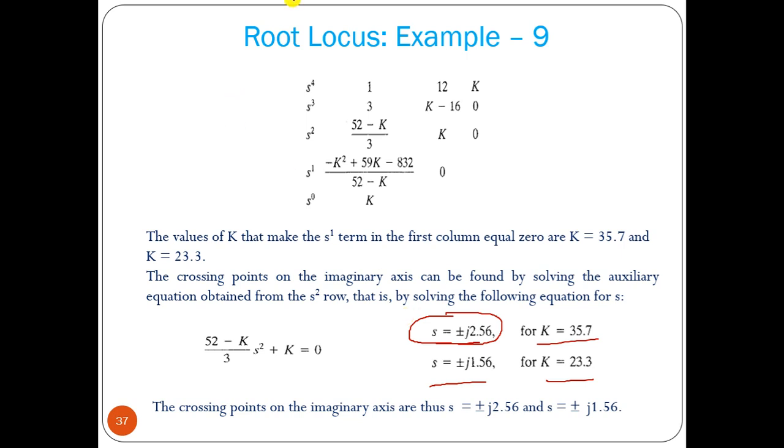Now from this particular equation, what we can see here, that this part we can make 0 by putting K equal to the value of K that makes the s1 term equal to 0. We have two values of K, because we have a quadratic equation here. So for these two values of K, we can get these two s values. So we have two intersection points on the imaginary axis.